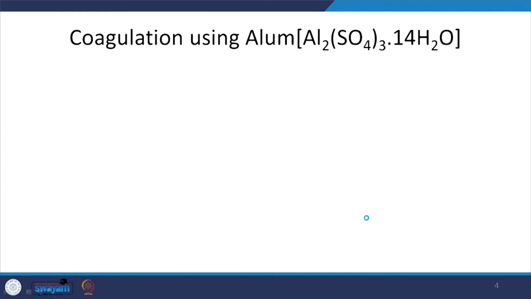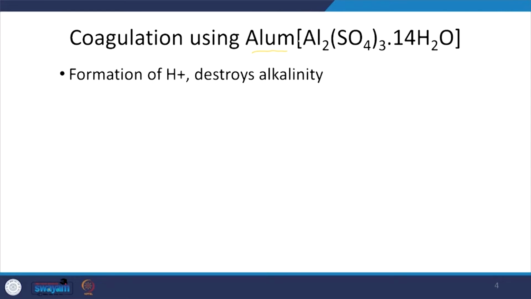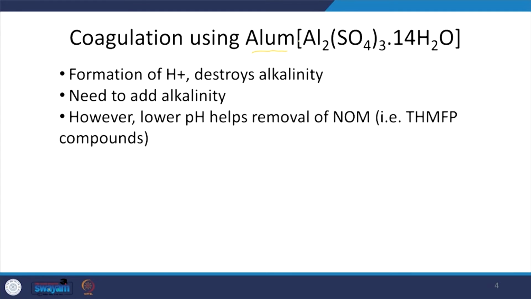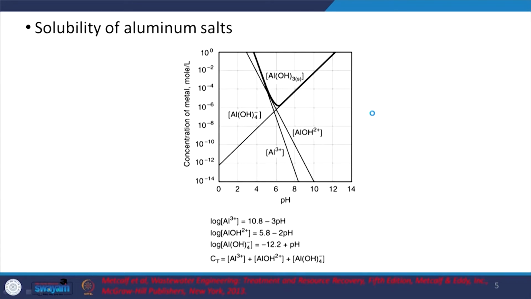So coagulation using alum, right? In that context, we were discussing these aspects, and we already discussed this aspect, the need to add alkalinity. In some cases you will want to not do that, because low pH can help remove NOM because of change in charge, right?